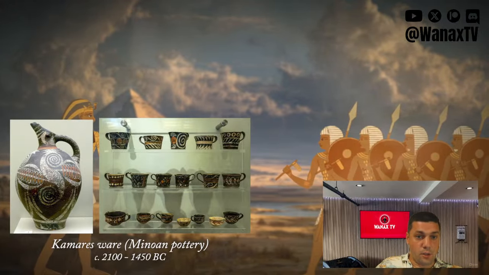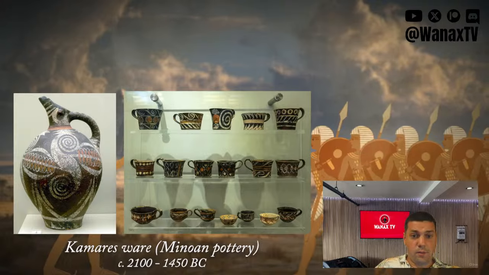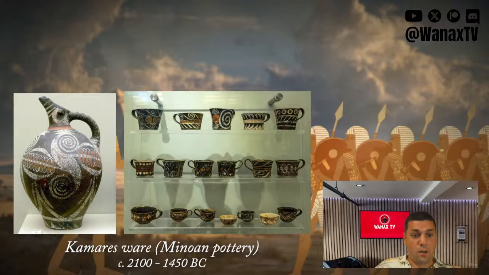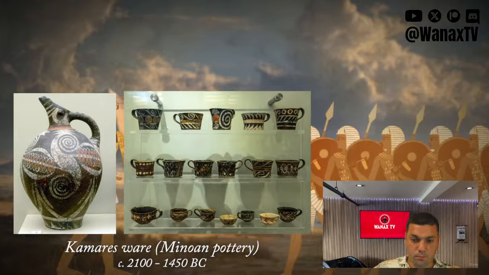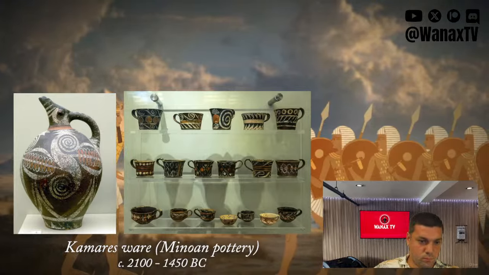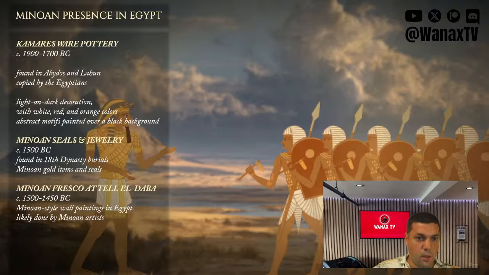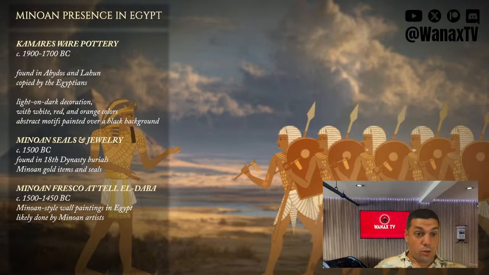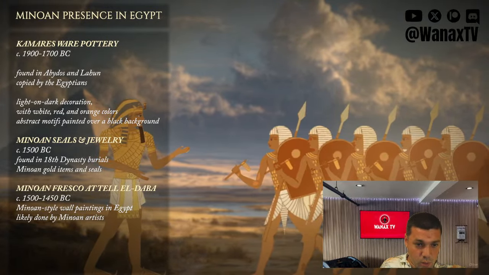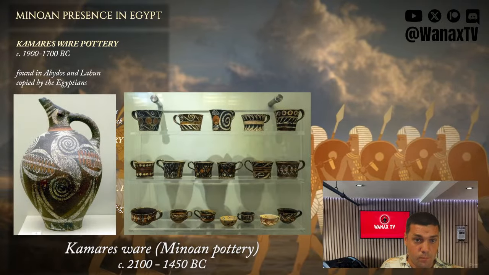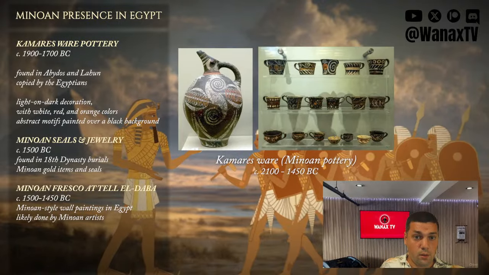This is how the pottery looked, and many of you are probably familiar with this pottery, very famed Cretan pottery of the Old and New Palatial periods. All right. And that's light on dark decoration, as you can see, with white, red, and orange colors. Let me put it in a corner so you can look at it while we're talking about it. Let's resize it a little bit, perhaps put it here. All right, there we go.